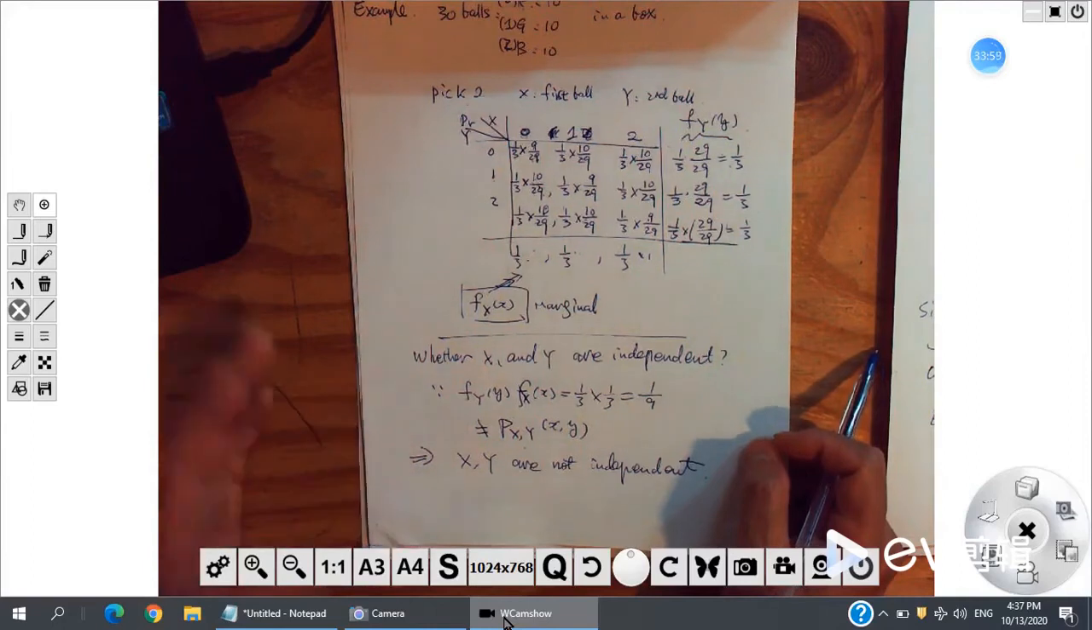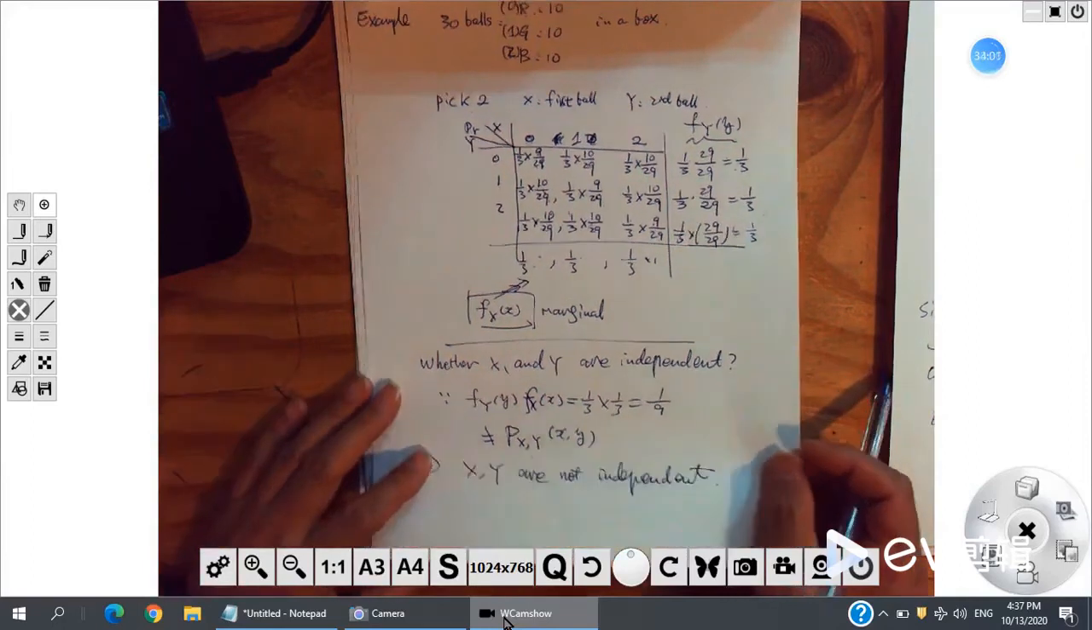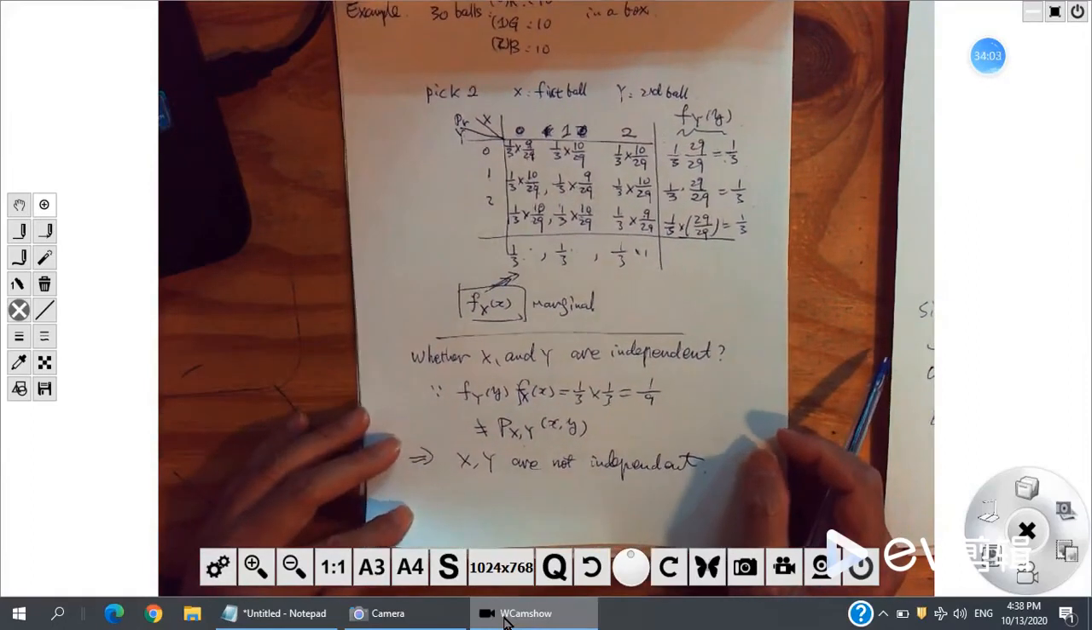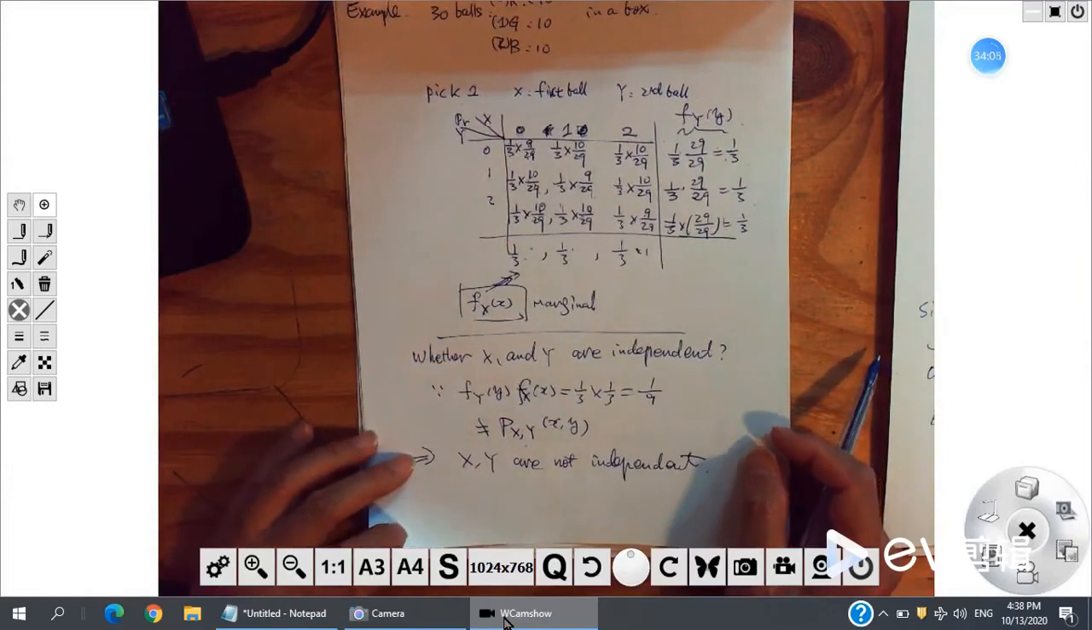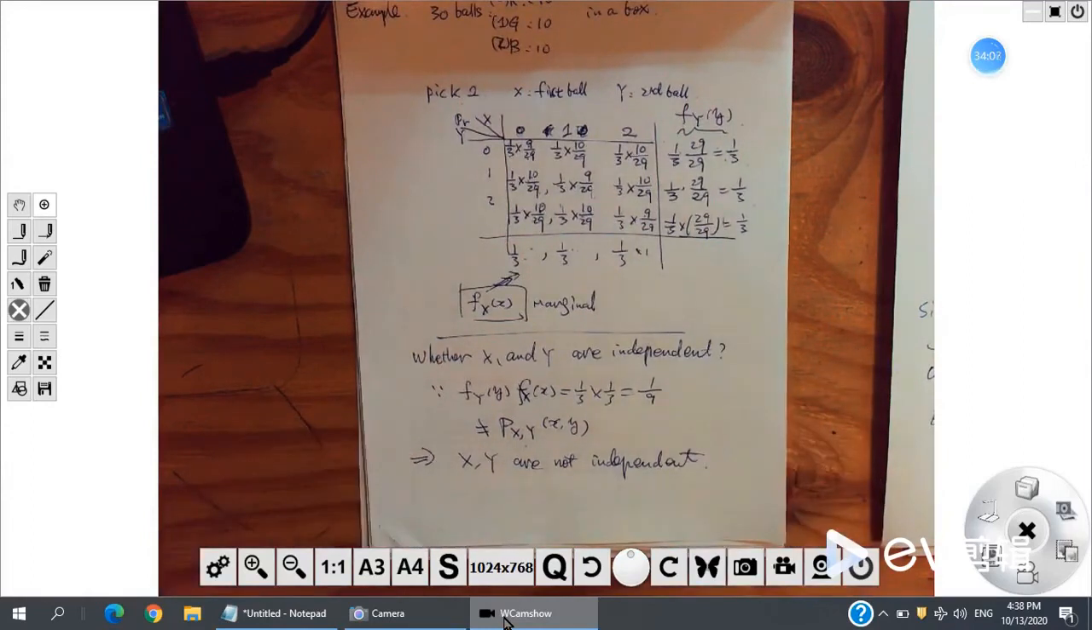Actually, we can do a lot of calculations, right? We can find the mean value and the variance for both X and Y. We can have the covariance and the correlation of X and Y, right? And we can also calculate some probability if an event is given. Yeah, we can put it like this.